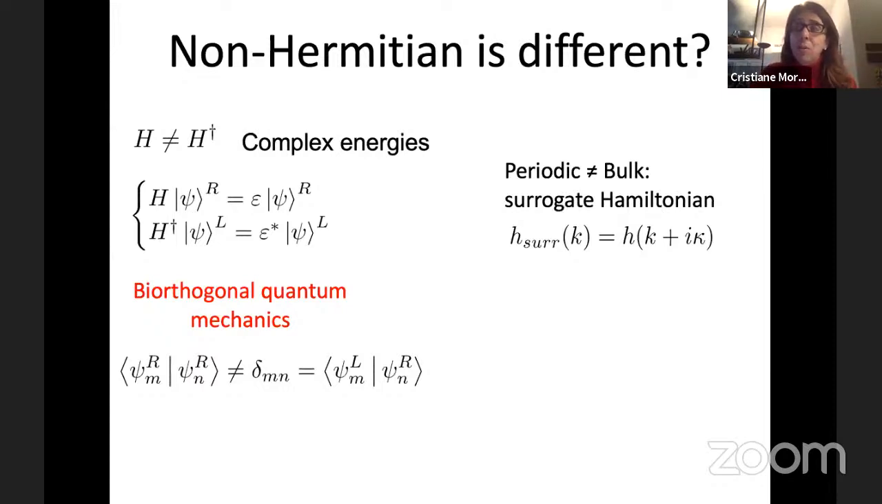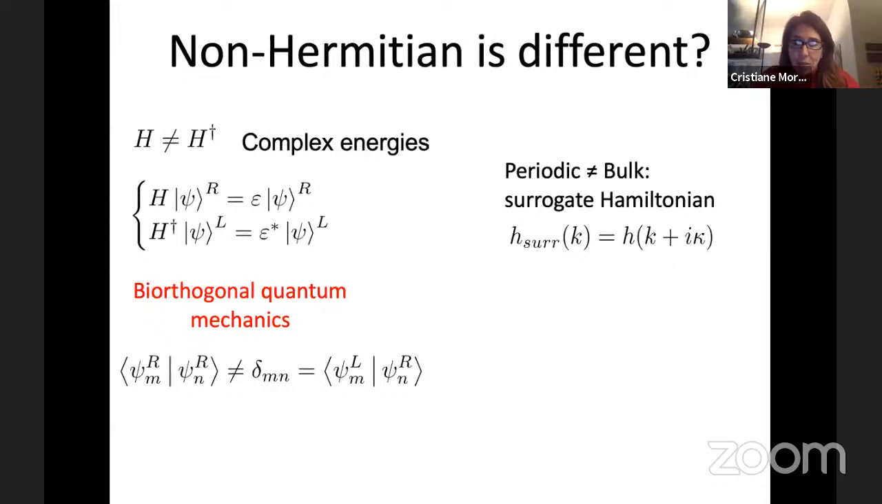So if I have an open system and I now do an analytical continuation of momentum into the imaginary axis to k plus i kappa, and now I write a Hamiltonian, which is the so-called surrogate Hamiltonian in terms of this complex momentum, I am able to get for these closed boundary conditions precisely the Hamiltonian that I have for the open boundary conditions, just without the boundary modes.